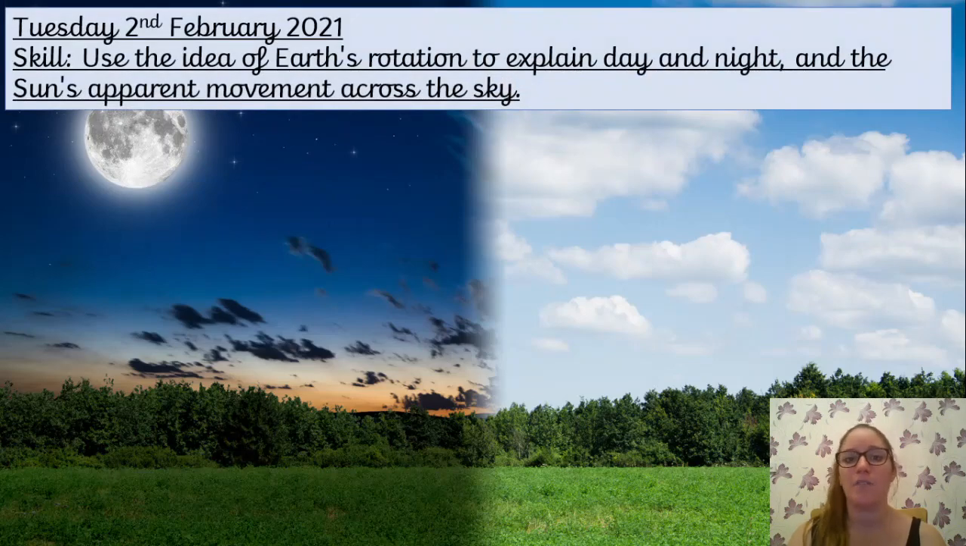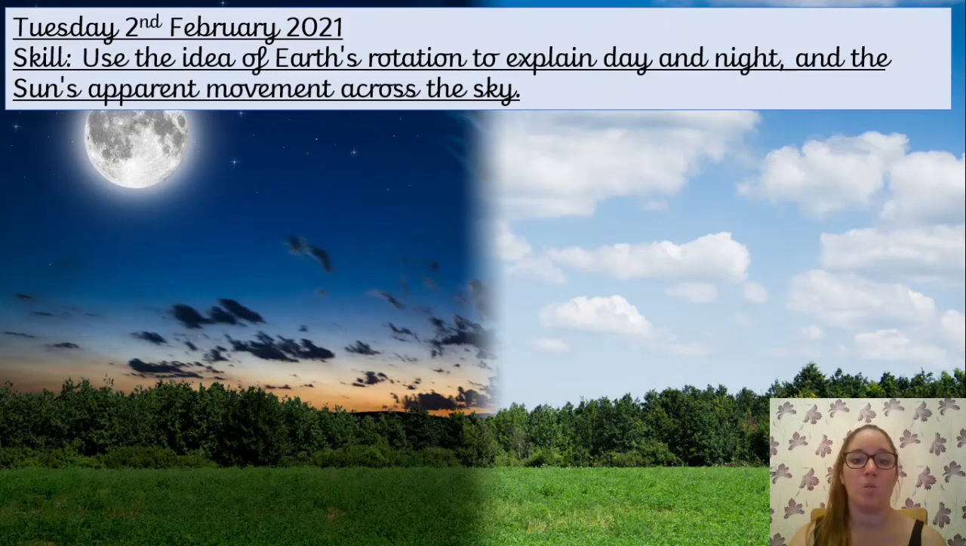So today is the 2nd of February. I'm well ahead of myself. Today is the 2nd of February and our skill today is to use the idea of Earth's rotation to explain day and night and the sun's apparent movement across the sky. Okay, so if you could underline those for me please, neatly with a ruler.